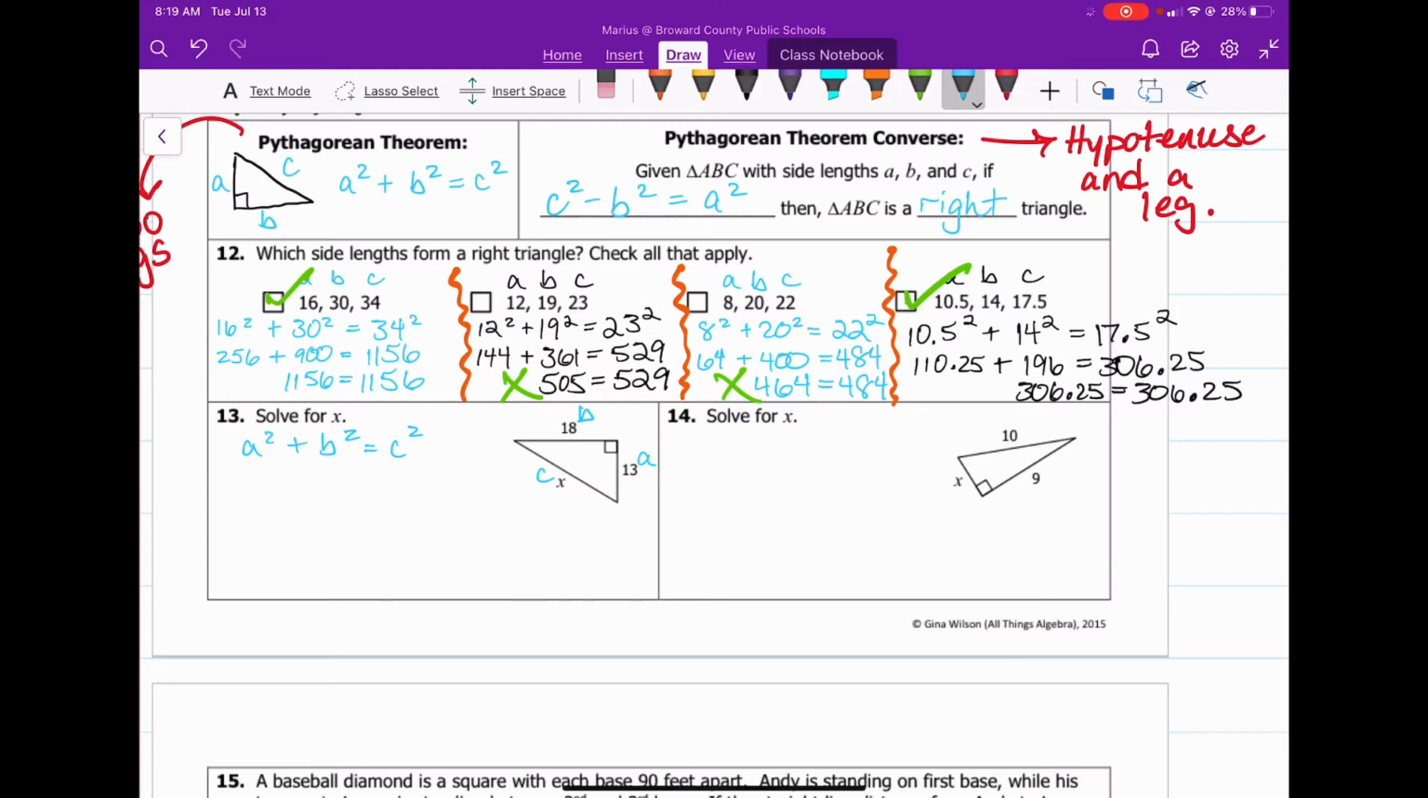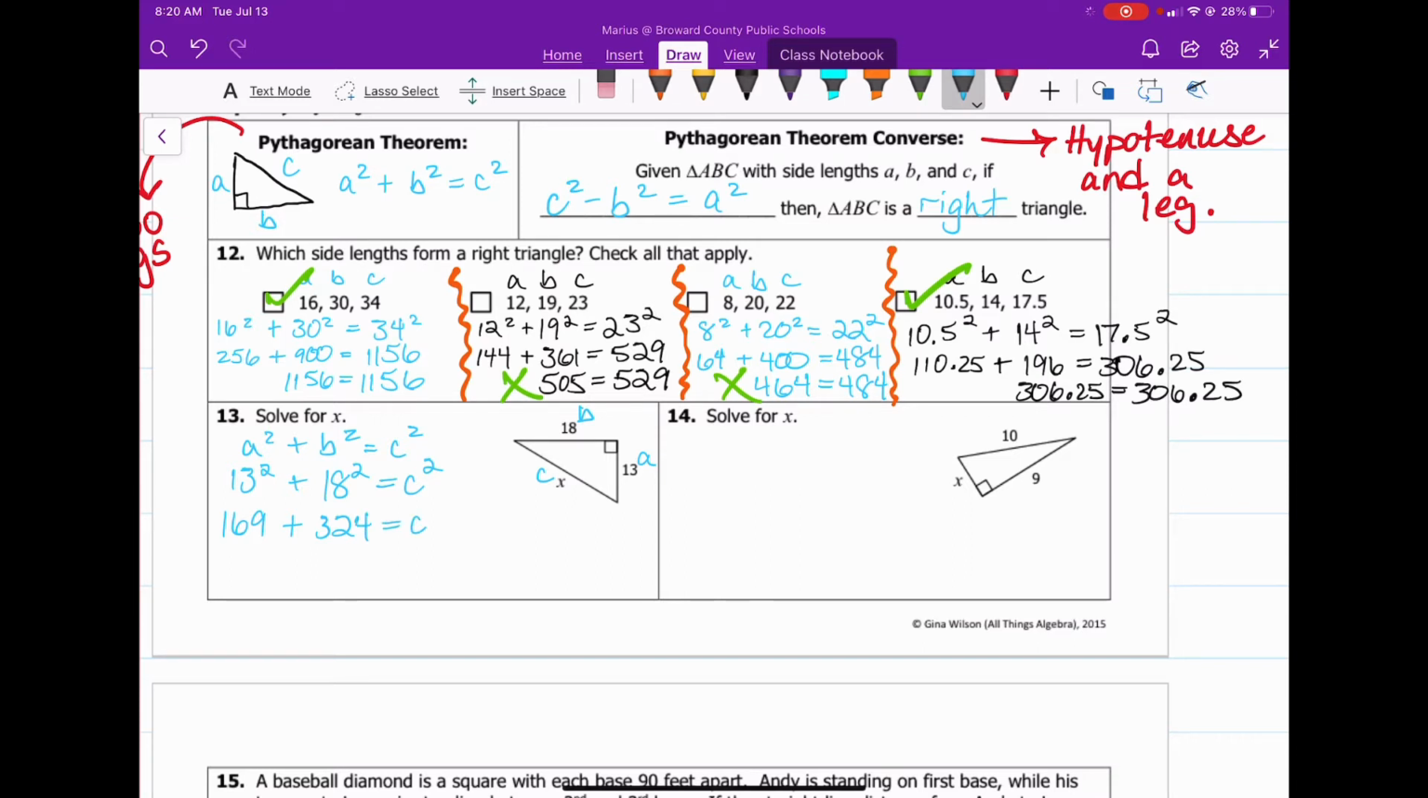Now we have to label our parts. A squared is 13 squared, plus B squared, which is 18 squared, is equal to C squared, which we don't know yet. So 13 squared is 169. 18 squared is 324.